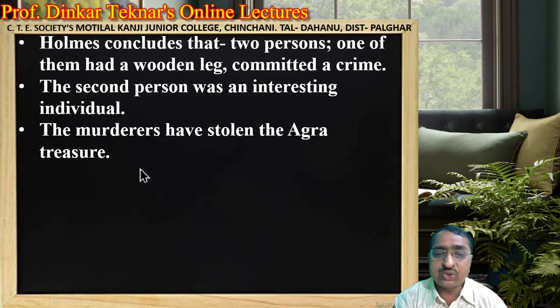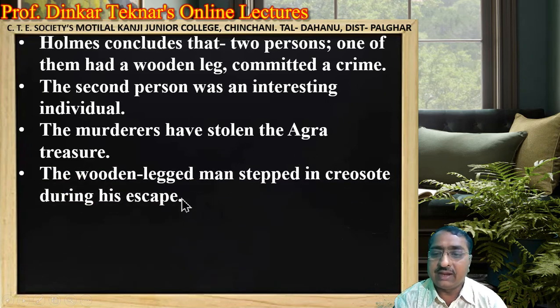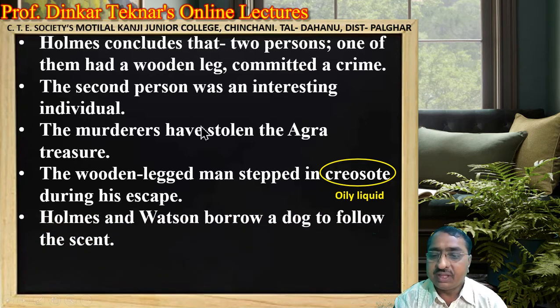The murderers have stolen the Agra treasure, they realized. Dr. Watson and Sherlock Holmes conclude that the murderers have stolen the Agra treasure, and the wooden-legged man stepped in creosote during his escape. What is creosote? Creosote means oily liquid. He stepped in the oily liquid, and Holmes and Watson borrow a dog to follow the scent of these criminals because they wanted to catch the criminals.